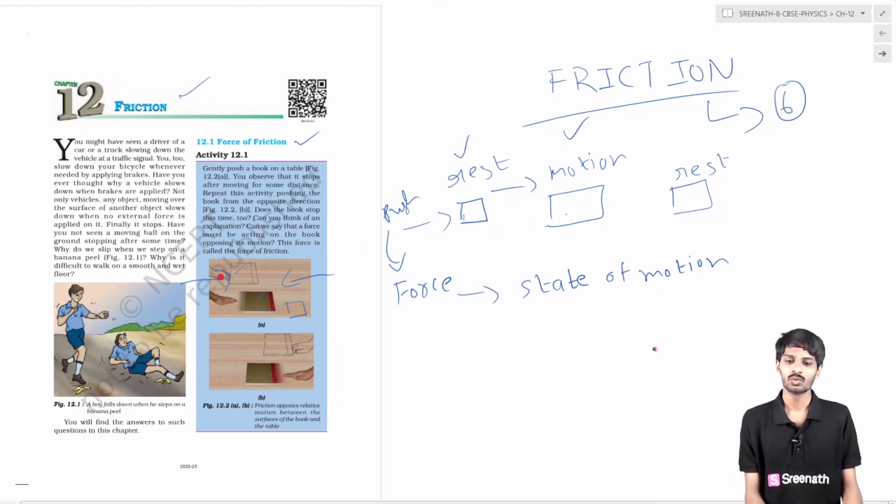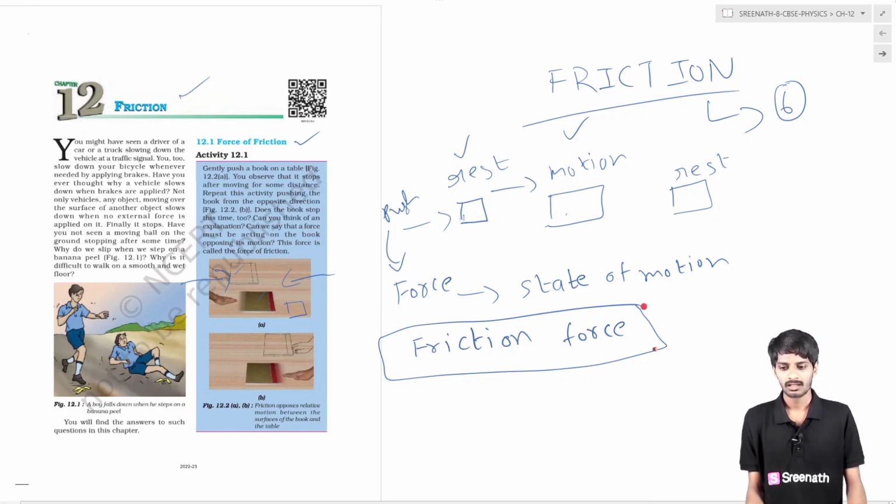So finally, if we find a new force, we call that force the friction force. What is it? Friction force. In which direction does it act? It acts in the direction opposite to the motion of the book. Here is the direction of motion, and the friction direction is here, so it is opposite to the motion.